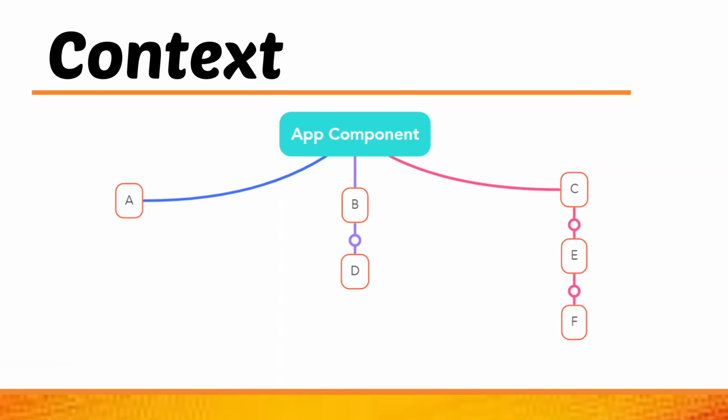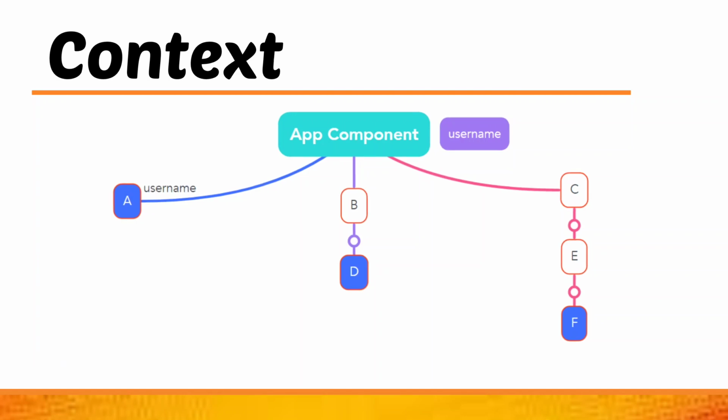The requirement in our application is that components A, B and F are supposed to display the logged in username. That information is maintained in the app component. Now we have recently learned about components and props. Props allow us to send data from a parent component to the child component. So to display the username in the nested components, we need to pass down the username as a prop for component A. It is pretty straightforward.